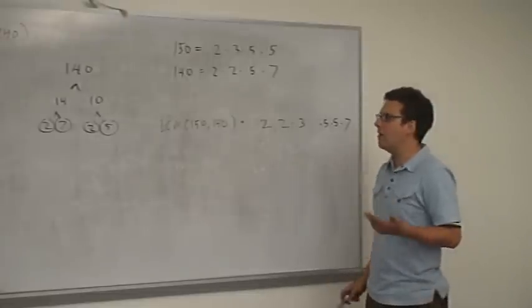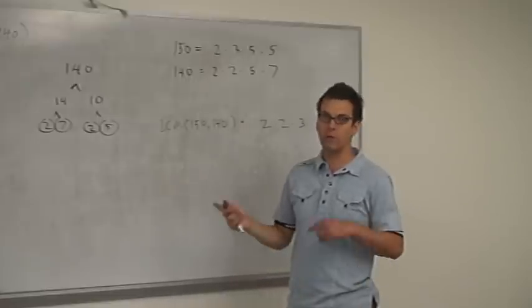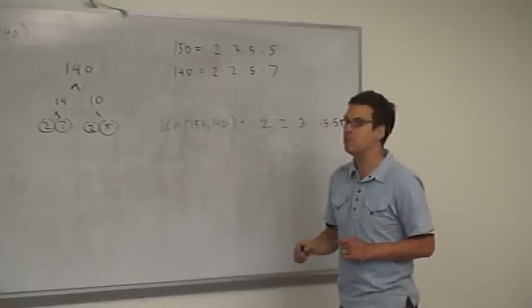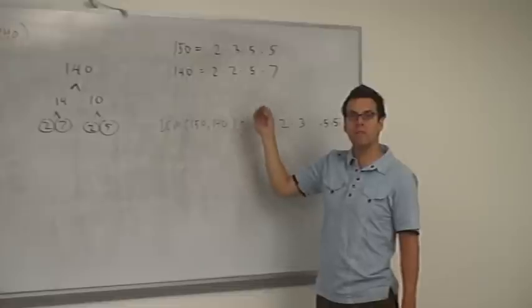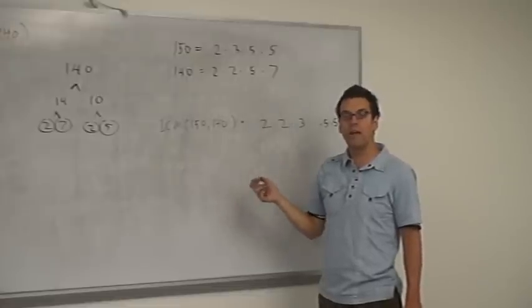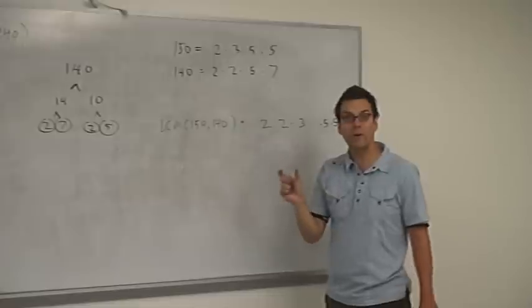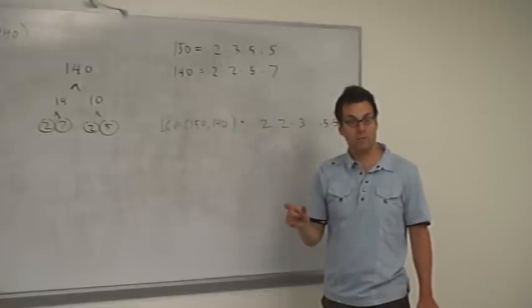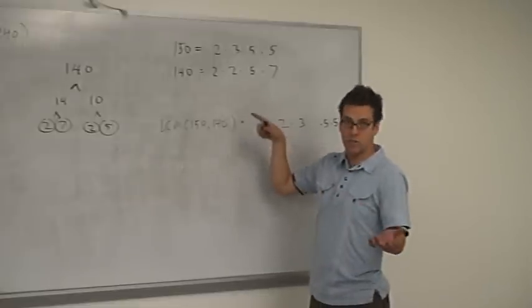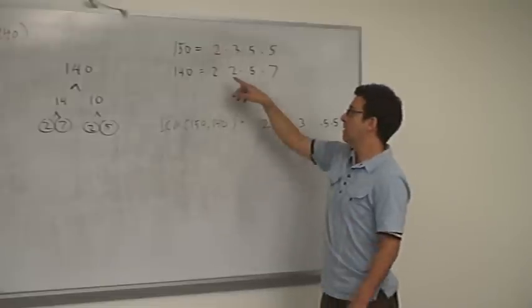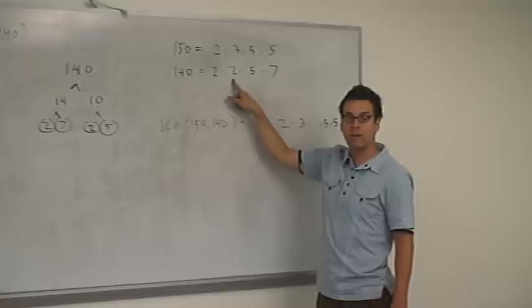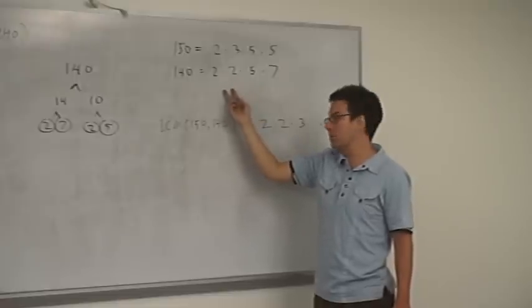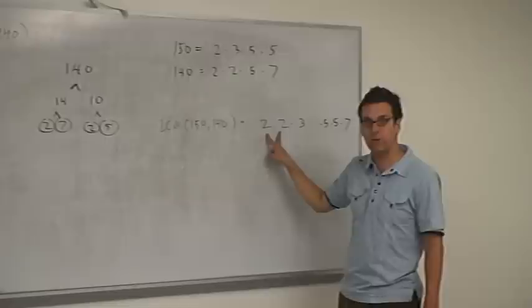So if we compare how we compute least common multiples to how we compute greatest common factors, it turns out that for least common multiples, we compare the number of primes that occurs in each factorization, and we use the greater number of primes that occurs. Again, just to illustrate that, there's 1 2 in 150, and there are 2 2s in 140. 2 is the greater number of primes that occurs, so we take 2 2s in the least common multiple.